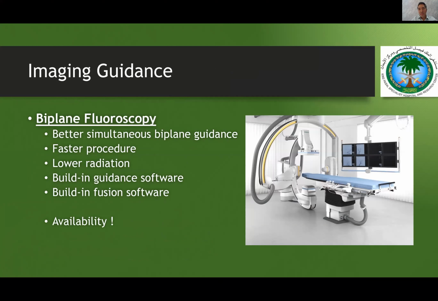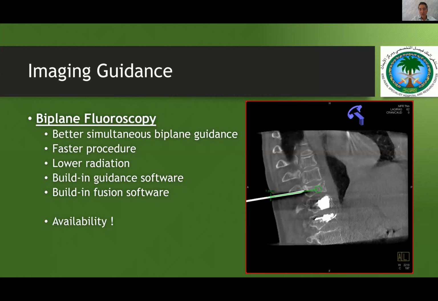Now, the best imaging modality to do vertebroplasty or kyphoplasty is actually using a biplane angiography unit. It gives simultaneous visibility in both planes. It will definitely be a faster procedure and has lower radiation compared to the others. The new systems also have built-in guidance software where you can see your needle in fluoro in an image like a CT. Not only that, you can fuse the CT done prior to the images that you are doing. So this is really great, giving you accuracy and easy access for the needles.